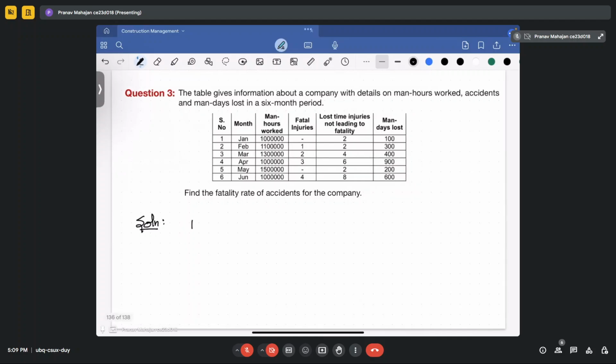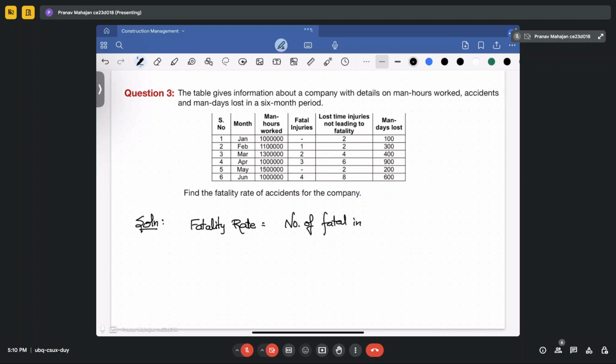So fatality rate would be equal to total number of fatal injuries divided by man hours worked, multiplied by 10 to the power of 6.